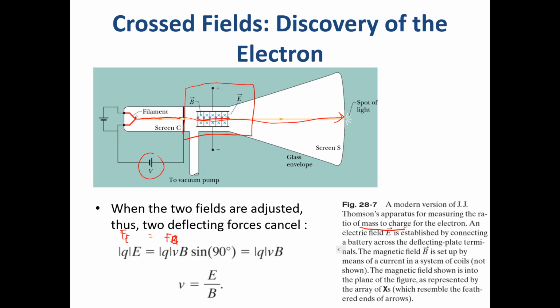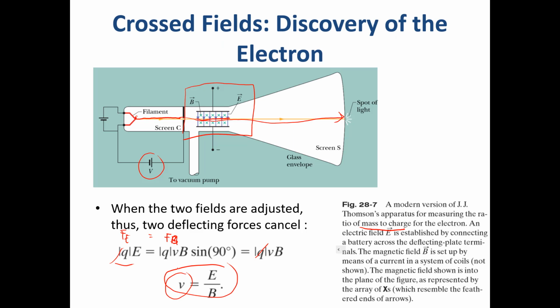So the F_E is equal to qE, and F_B is qvB sin 90 degrees, which is similar to qvB. So we can cancel the q, so we can get that the v is equal to E per B, where E is the electric field and B is the magnetic field. So if we inject the electric field in one situation, we can control it, and also we can control the magnetic field. So we can check the velocity of the charge in this device.